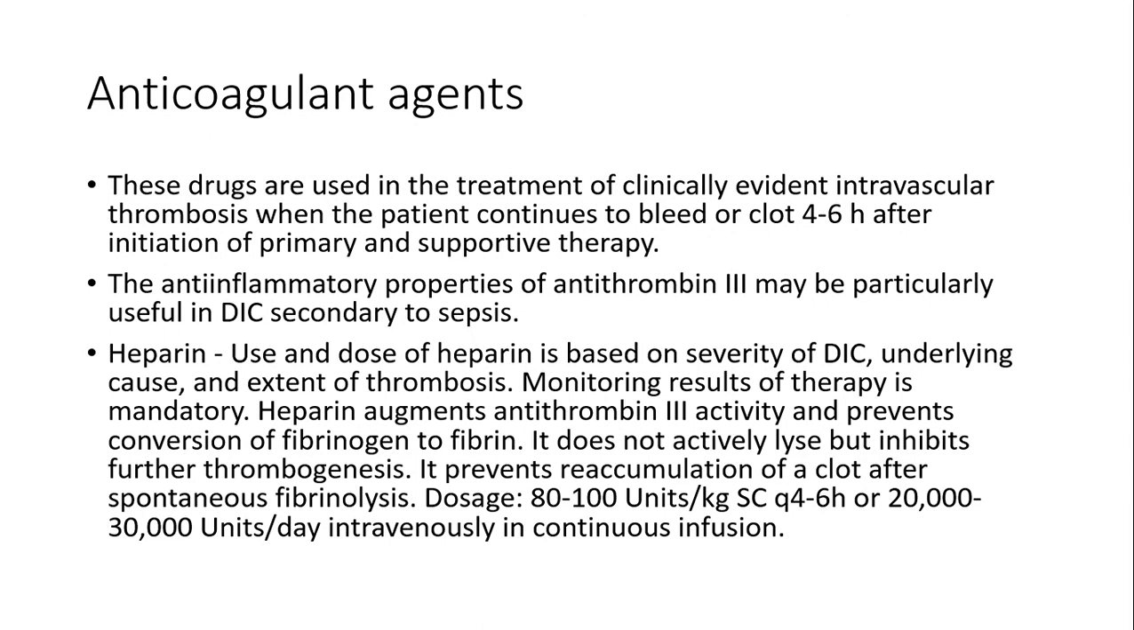Heparin augments antithrombin 3 activity and prevents conversion of fibrinogen to fibrin. It does not actively lyse but inhibits further thrombogenesis. It prevents reaccumulation of a clot after spontaneous fibrinolysis. Usually the dosage of heparin is 80-100 units per kilogram subcutaneously every 4-6 hours, or 20,000-30,000 units daily intravenously in continuous infusion.